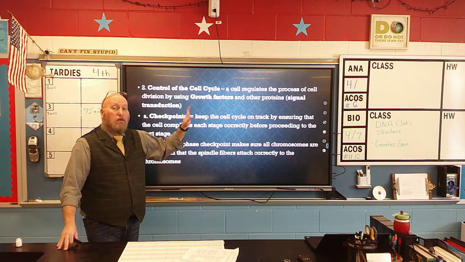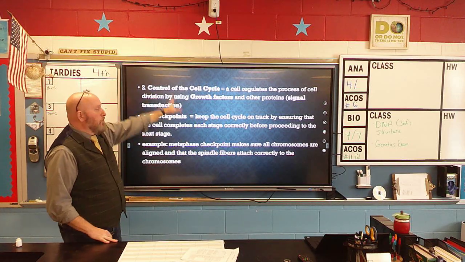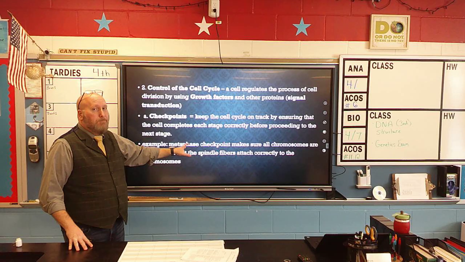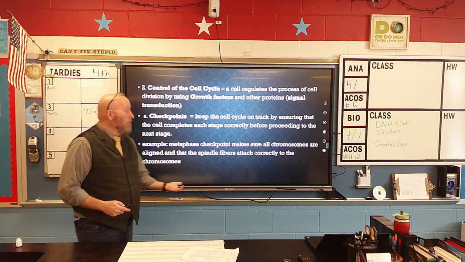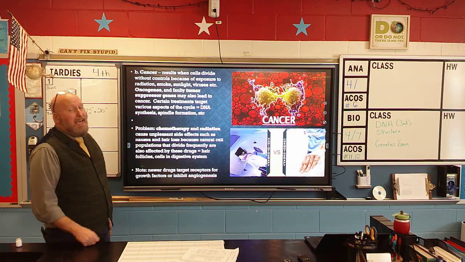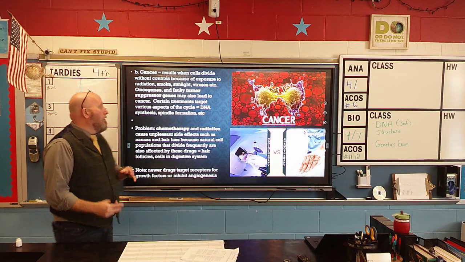Now, does that always work? No. Well, what happens if these checkpoints and this control doesn't work properly? What do you think we're going to start getting? Well, you should already kind of figure it out pretty quickly. We're going to get something called cancer. Cancer is simply defined as uncontrolled cellular growth. Okay?